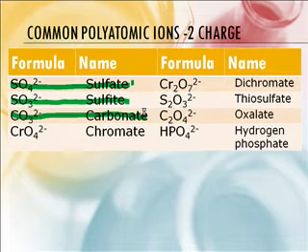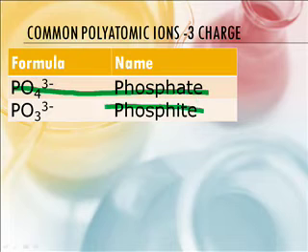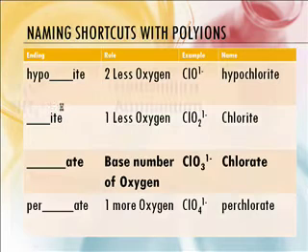How about we move on to the minus 3 charges, and guess what? Let's do phosphate and phosphite. And then lastly, there are the ones with the positive 1 charge. Know them both: hydronium and ammonium. That wasn't too bad.